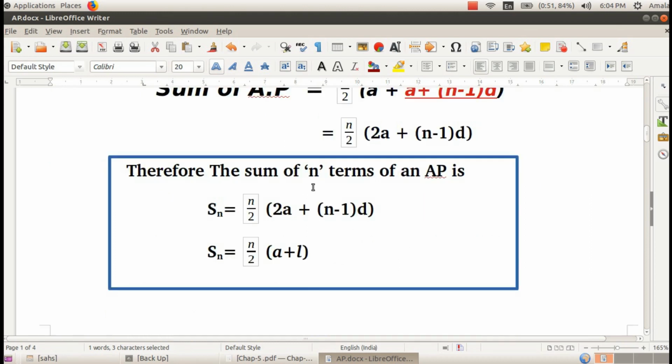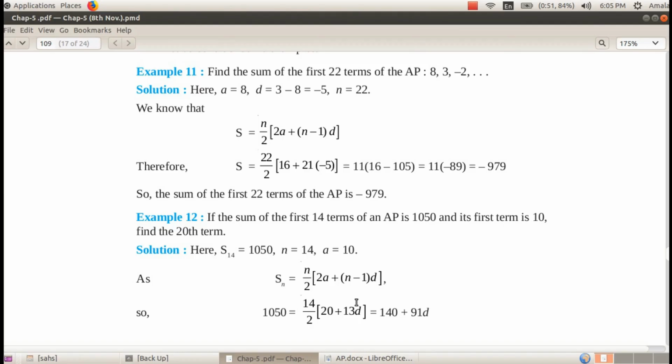Therefore, the sum of n terms of an AP is Sn. Normally we denote Sn equals n by 2 into 2a plus n minus 1 into d, or Sn equals n by 2 into a plus l. Based on the question, we can use either the first formula or the second formula. Now we can go through a few examples by using this formula. These examples I took from the textbook itself. They are the worked-out examples in the textbook.